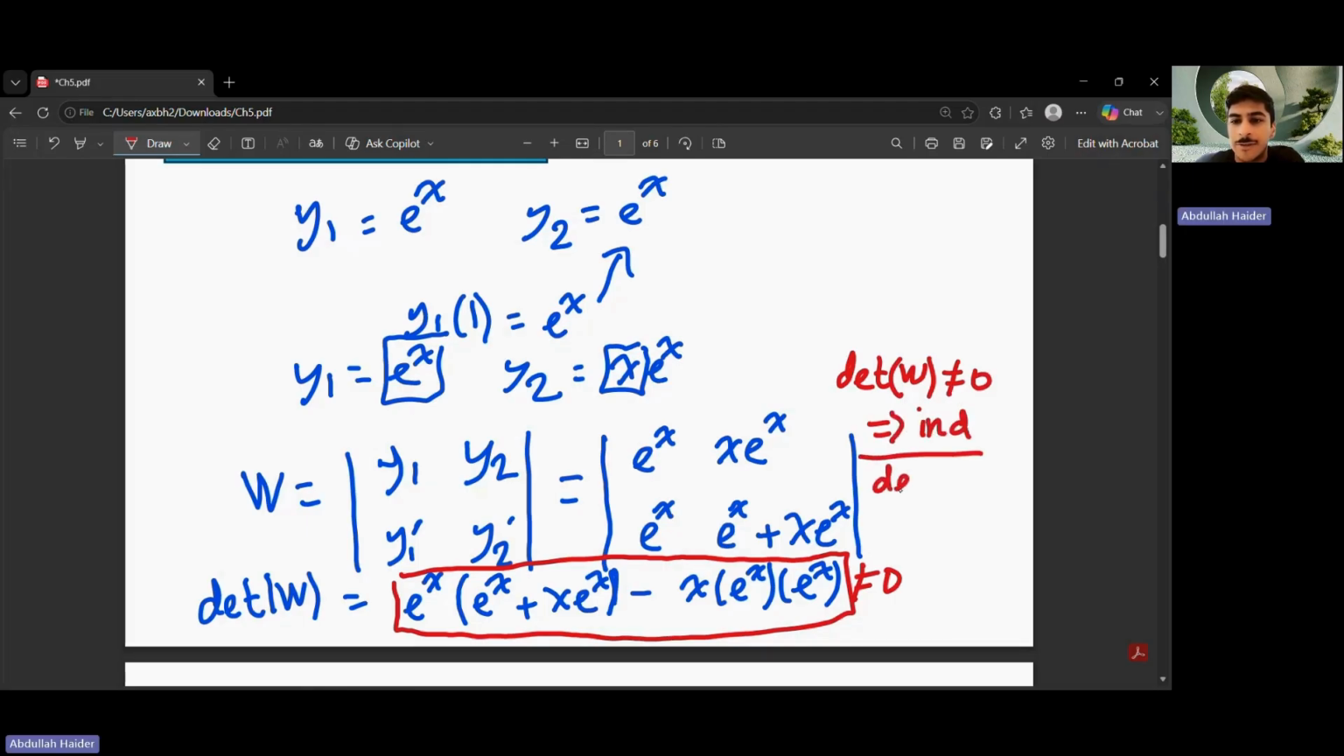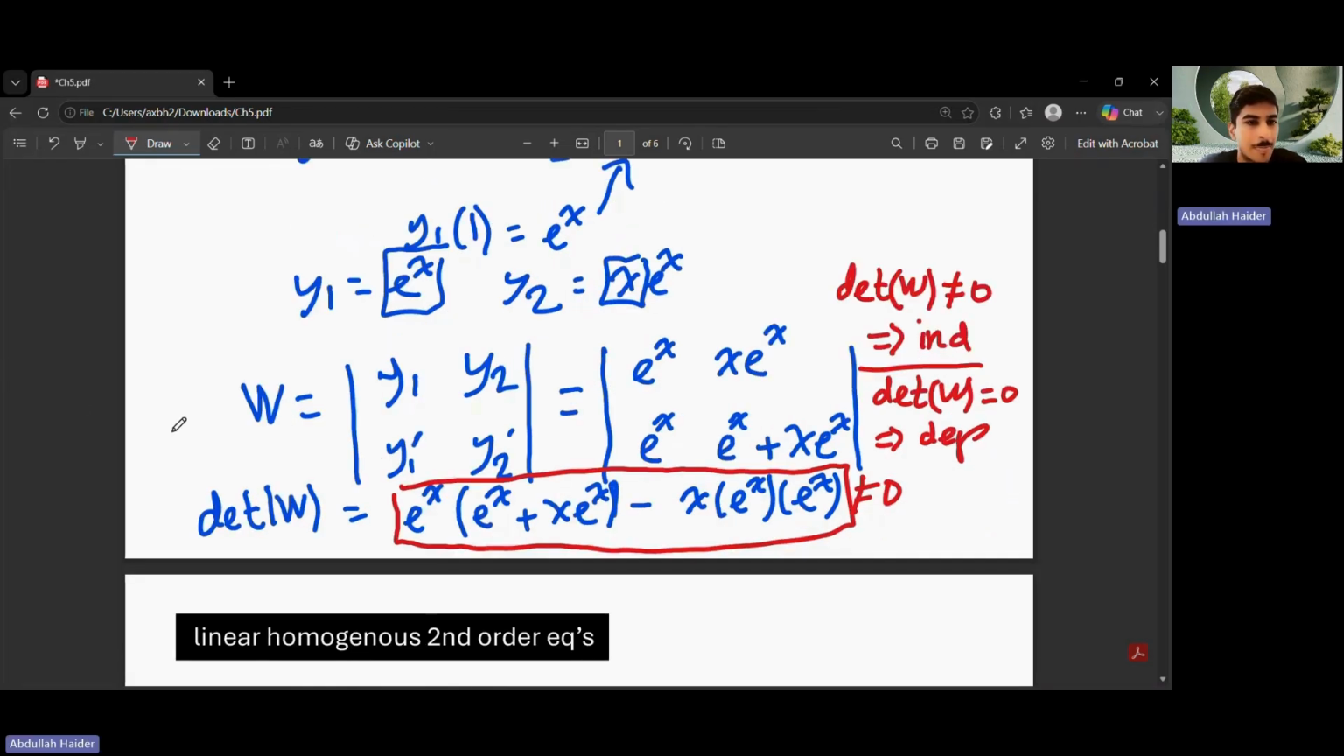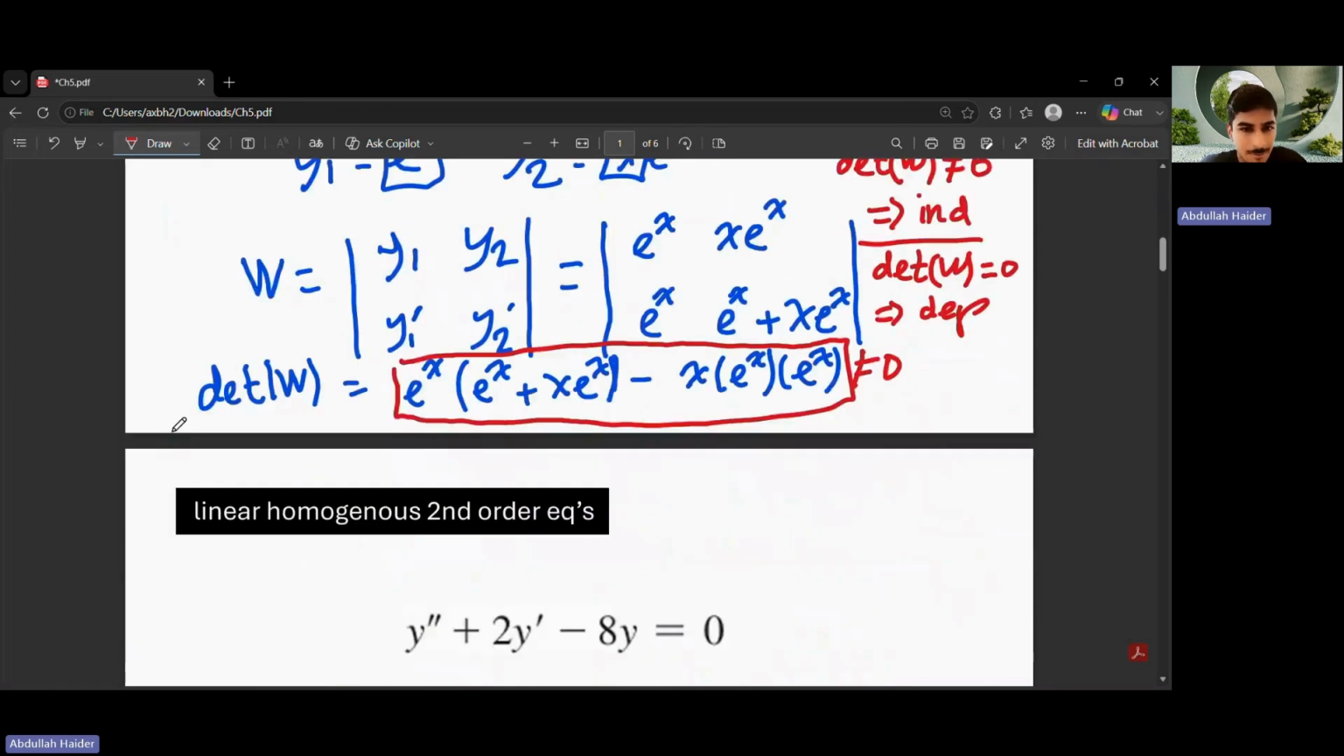And if the determinant of the Wronskian is equal to 0, then you'll have a dependent solution. For now, you don't need to know this in much detail, but just to give you an overall idea of why we cannot have two exactly the same solutions, why we cannot have e^x and e^x. That's why we have to put an x here to make the solution independent. And that is it for the linearly independent solutions.